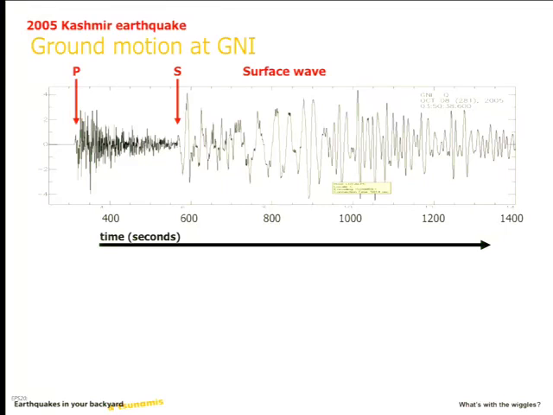But what I just want you to recognize now is that the P wave arrives after about 300 seconds, and in round numbers, the S wave arrives after about 600 seconds. Okay, so a very rough rule of thumb is it takes about twice as long for the S wave to arrive as the P wave.